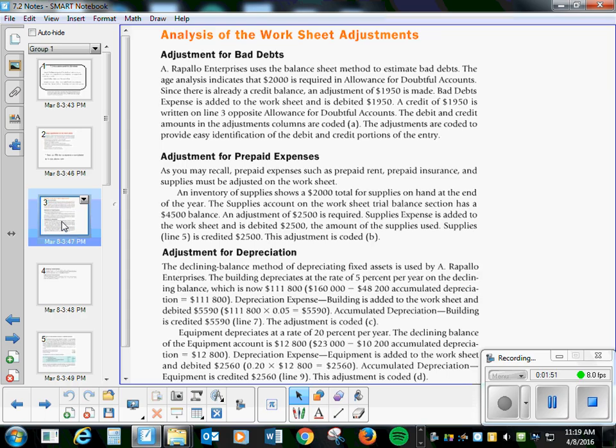The debit and credit amounts in the adjustment columns are coded A, and that just keeps those two adjustments together. The adjustments are coded to provide easy identification of the debit and the credit portions for this entry. So you can go and look at the worksheet on page 550 to go through that one. The adjustments for prepaid expenses: as you may recall, prepaid expenses such as prepaid rent, prepaid insurance, and supplies must be adjusted.